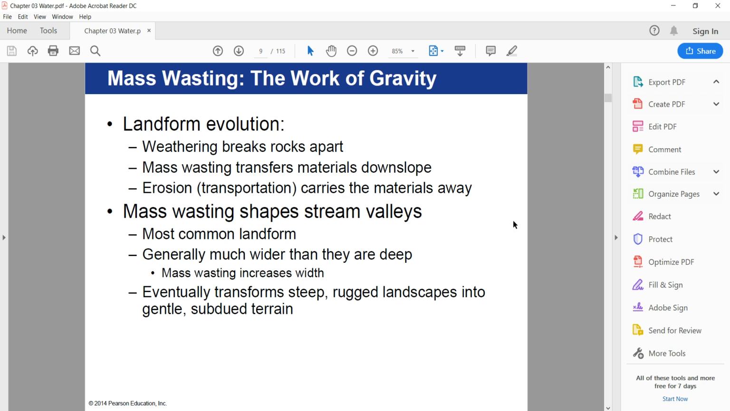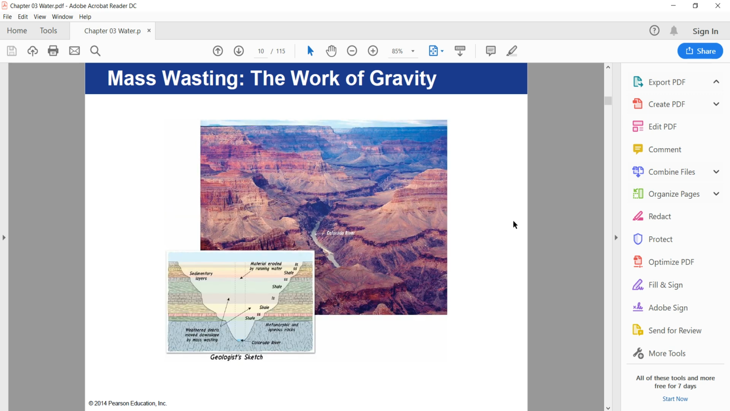Here, landform evolution: weathering breaks rocks apart. So we just saw how weathering breaks the rocks into smaller pieces, and then by erosion, those smaller pieces are carried away from one place to another. Mass wasting shapes stream valleys. So here is one example, the Colorado River.